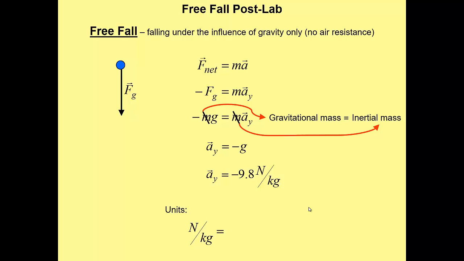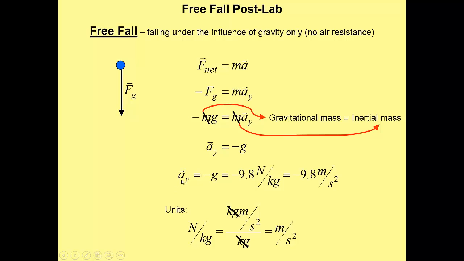Oh, but let's remember something here. The newton is a derived unit. It comes right from this equation. 1 Newton of force is the force required to make a 1 kilogram object accelerate at 1 meter per second squared. A Newton is, in fact, a kilogram meter per second squared. And so the kilograms cancel, and we are left with meters per second squared. So in fact, a Newton per kilogram is equivalent to a meter per second squared. So the acceleration is the gravitational field strength, which is negative 9.8 newtons per kilogram, which is the free fall acceleration of negative 9.8 meters per second squared.